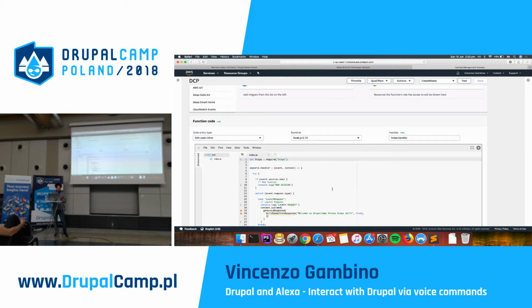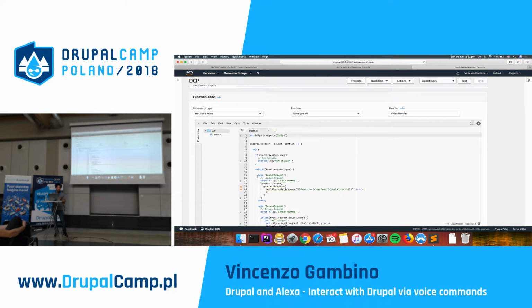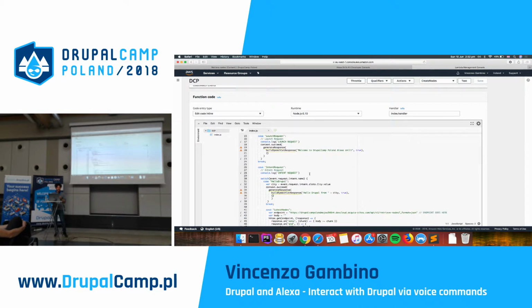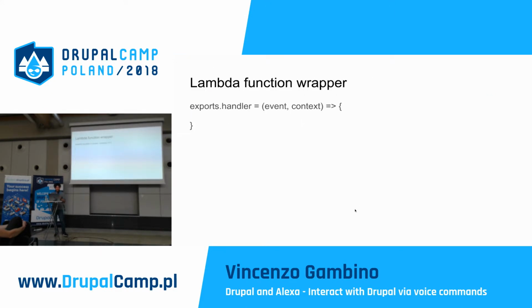And here, basically, you can write your function. Alexa will call this endpoint, will send the JSON request to this endpoint, and this will process the request. Every Lambda function must be wrapped in an exports handler, so on this function here, to make it work.